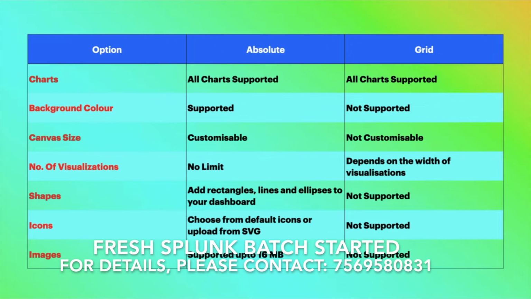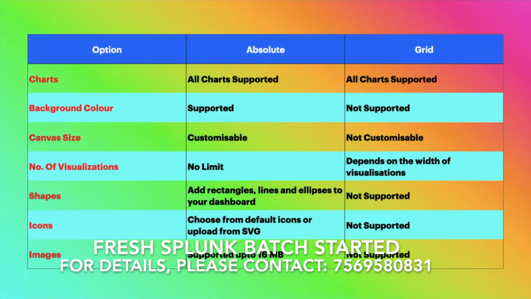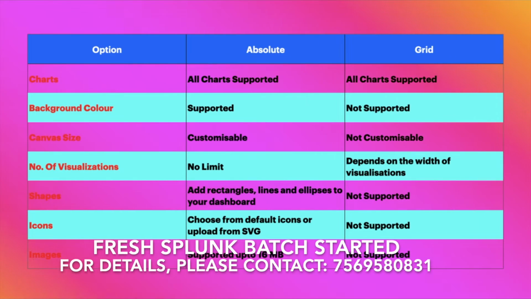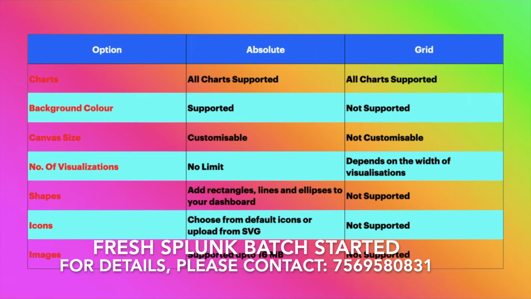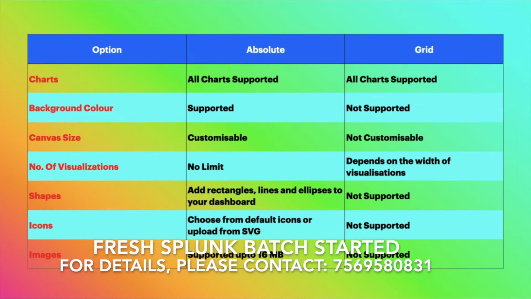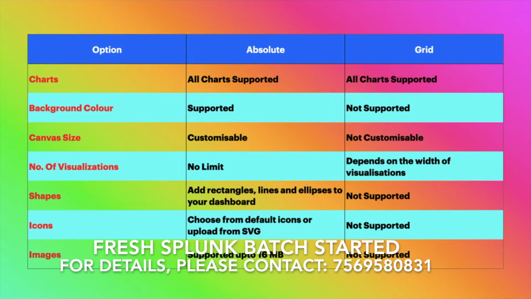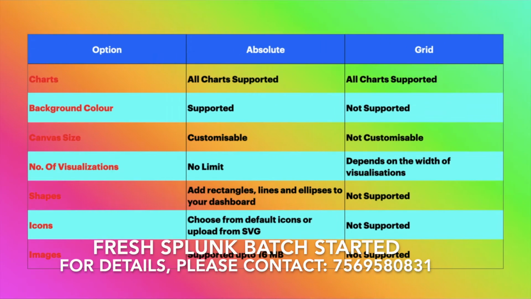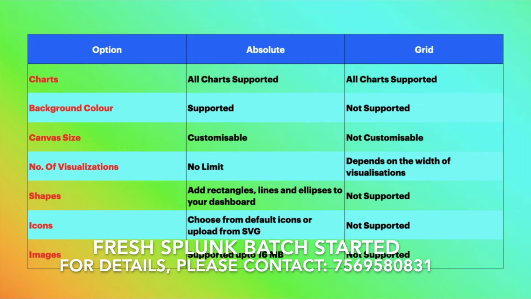And whatever the different shapes that we can add in a particular Dashboard Studio, which shapes can you add in absolute layout? You can add rectangles, lines, ellipses, okay, all these particular things you can add to the dashboard, whatever the shape may be. But in grid layout again it is not supported. So in a nutshell, the grid layout is somewhat similar to the default dashboard, okay, the classic dashboard, just like a classic dashboard with some additional features, that's it. But it is not at par with the absolute layout of the Dashboard Studio, okay, that's what we can say.